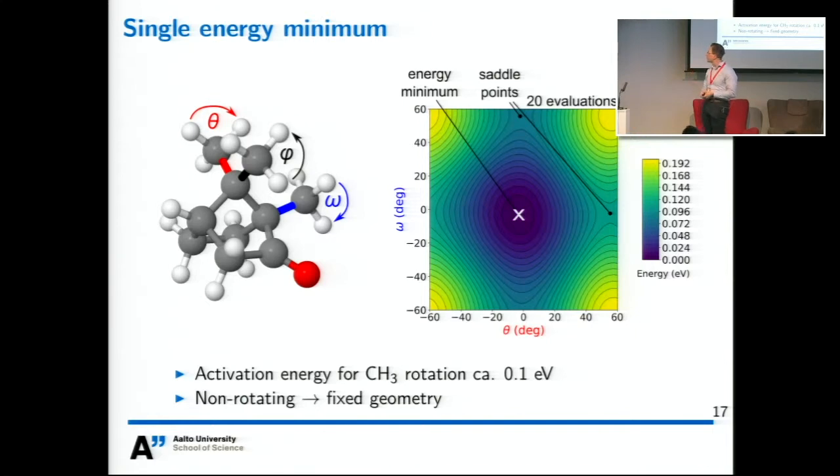That tells us that at normal temperatures, the methyl groups are not rotating freely. Based on this, we take this found minimum as our fixed geometry and as a building block in our search.